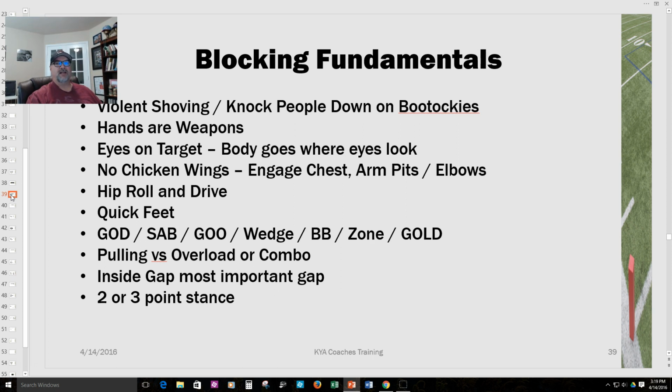You can win a lot of games with not so good running backs if you know how to block. And really, some blocking fundamentals we'll talk about in the next video. But you can look at this slide here. I'll go into blocking quite a bit on my next video.